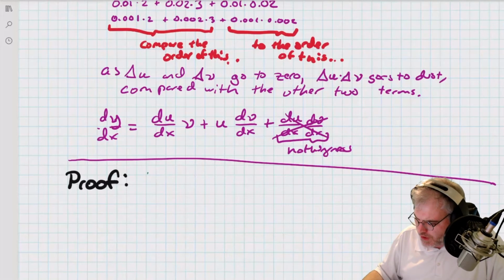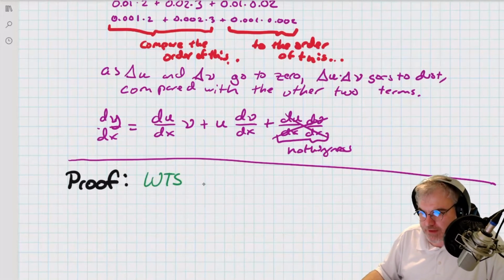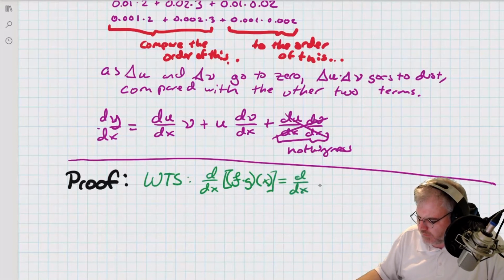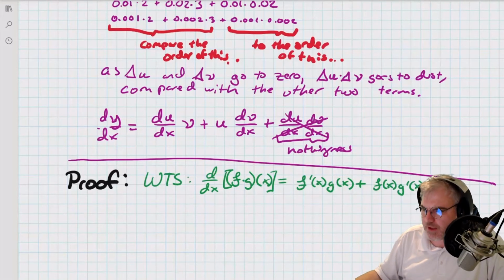All right, we want to show that d over dx of f times g of x equals, let's just put the primes in here, f prime of x times g of x plus f of x times g prime of x. Okay?